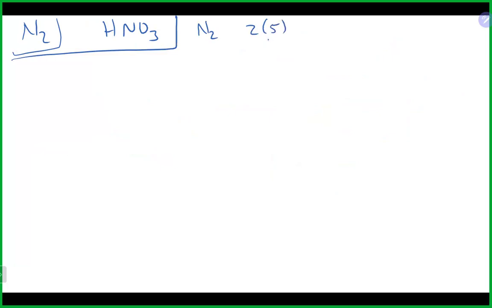Yep, N2. Let's take a look at that one. So we have N2 and HNO3, which is nitric acid. We'll start with N2. Starting with N2, that is 2 times 5 for the nitrogen, which is 10 valence electrons.